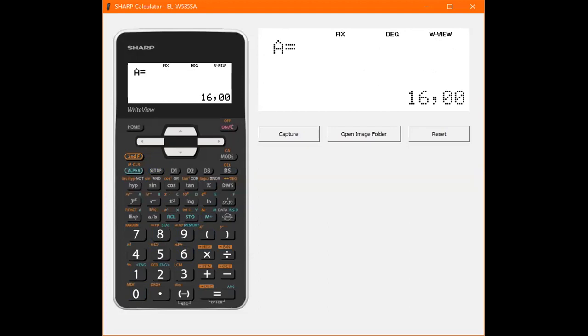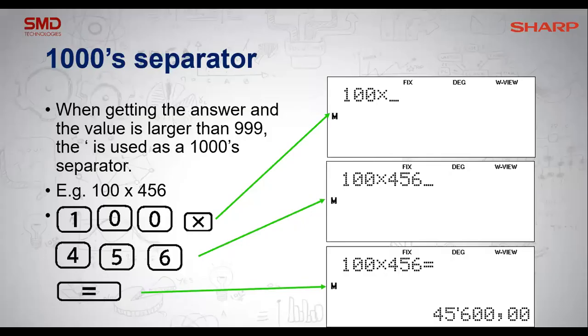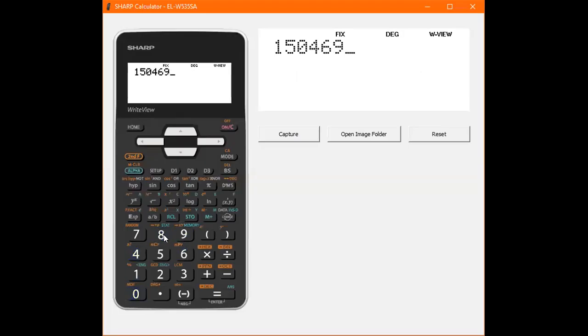Awesome. Then, of course, you also have, in terms of number notation, 1,000 separators. So if I had just put in a whole bunch of numbers here and pressed equals, you would see that it breaks it up into sets of 3. That just makes it easier for students to read, particularly students who struggle with reading numbers.